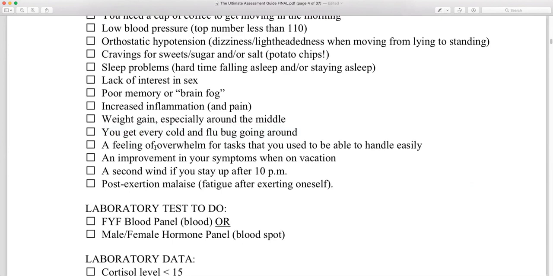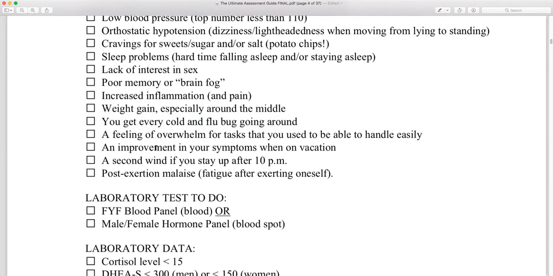The overwhelm is a very big marker. An improvement in your symptoms when you're on vacation. A second wind if you stay up after 10 p.m. Usually your circadian rhythm, your sleep-wake cycle, is very disrupted. So after 10 o'clock at night, if you miss your window, 10:30, all of a sudden at 11 you're like, oh my gosh, I have all this energy, now I can clean the house. So that is also a sign.